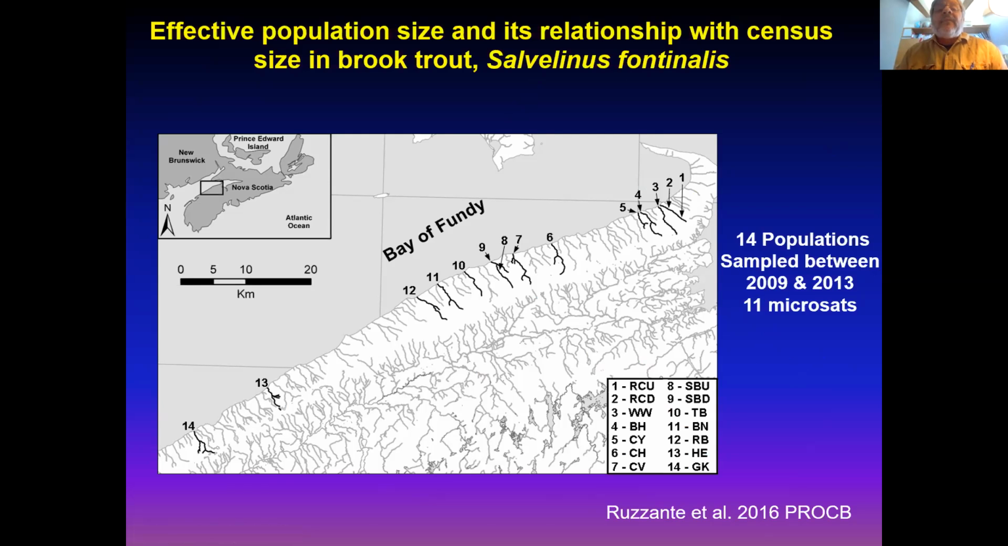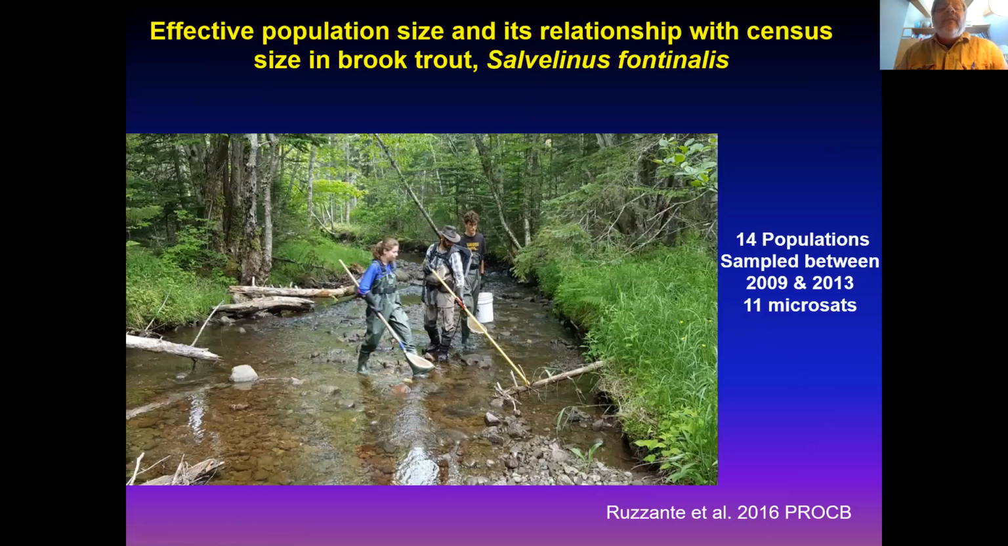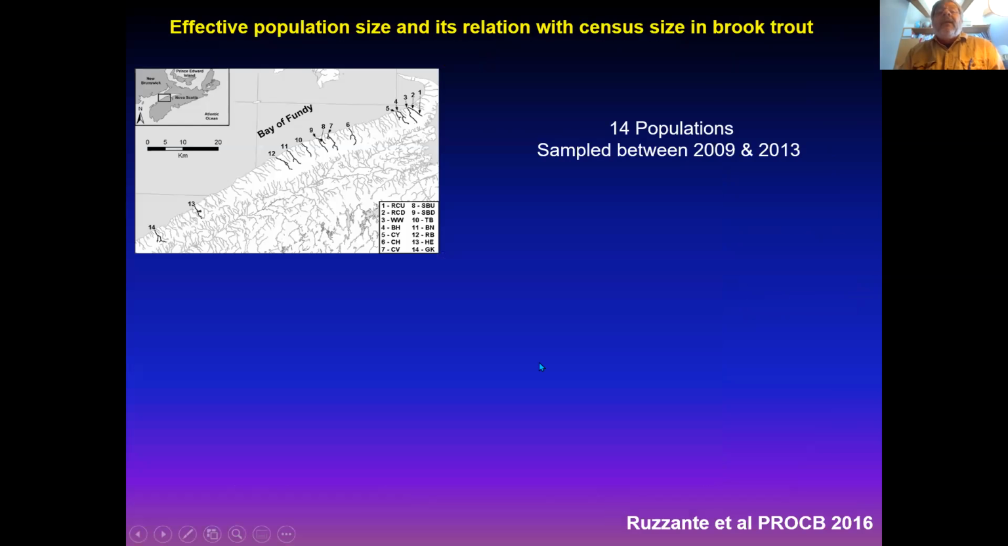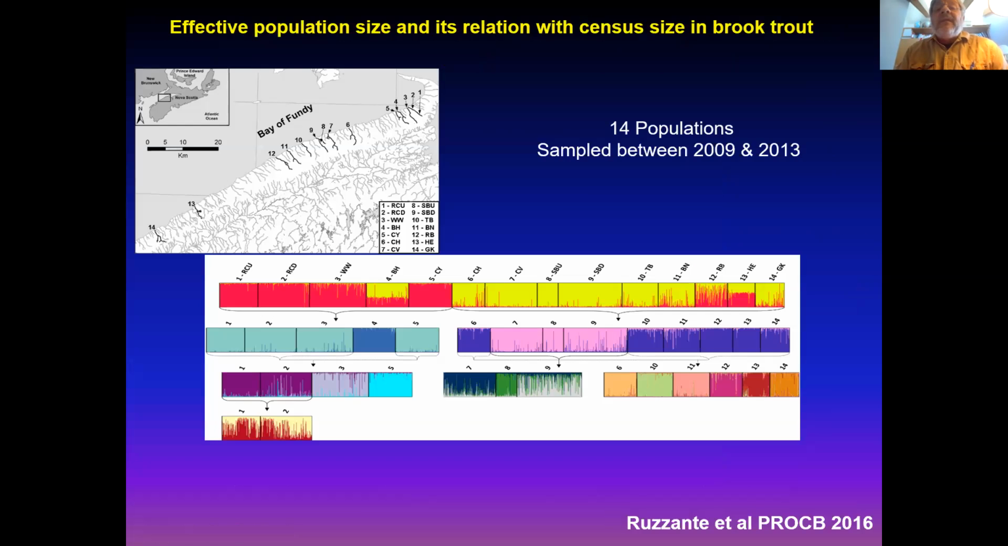And so this is what we were doing, sampling these populations with electrofishing. And here we see a picture of a colleague in the province of Nova Scotia Department of Fisheries and Agriculture, two of my former honors students helping out. So we sampled these populations over these 4 years, and did the genetics.